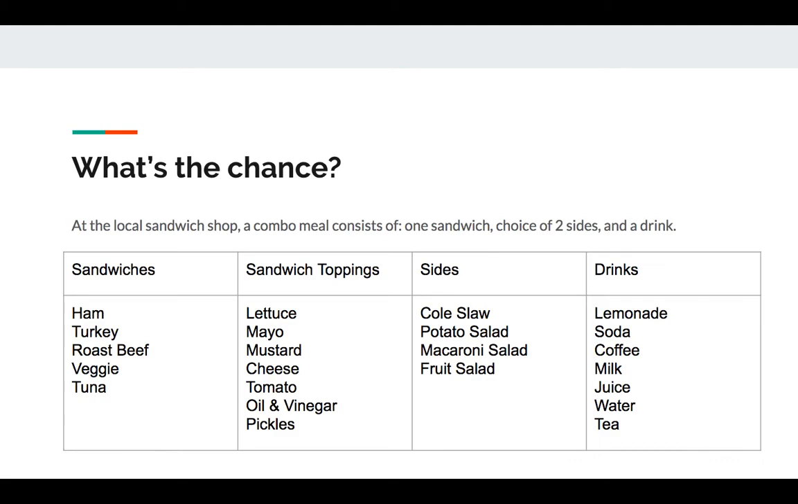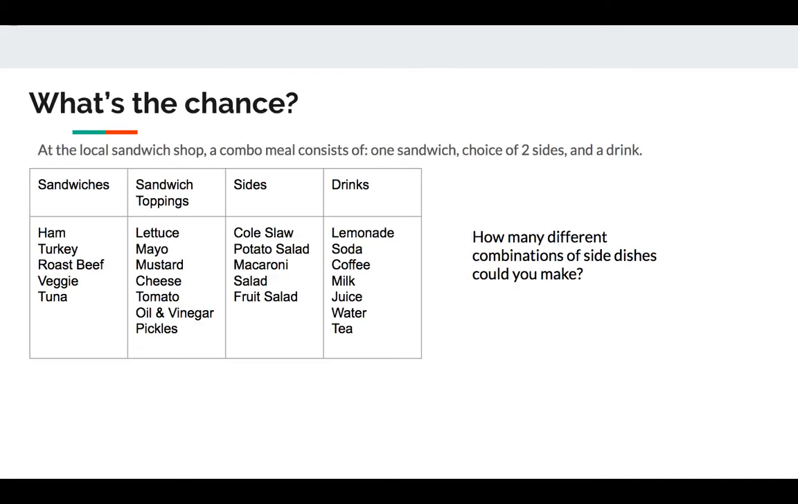At the local sandwich shop, you get a combo meal that consists of a sandwich, a choice of 2 sides, and a drink. So here's the menu. You've got 5 different kinds of sandwiches, and then 7 different kinds of sandwich toppings, and then 4 different sides. You get to pick 2 of those. And then they have 7 different drinks.